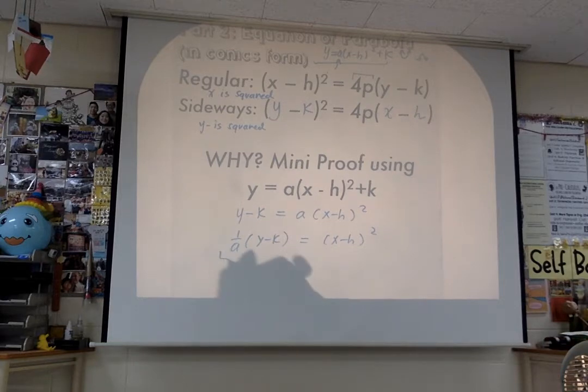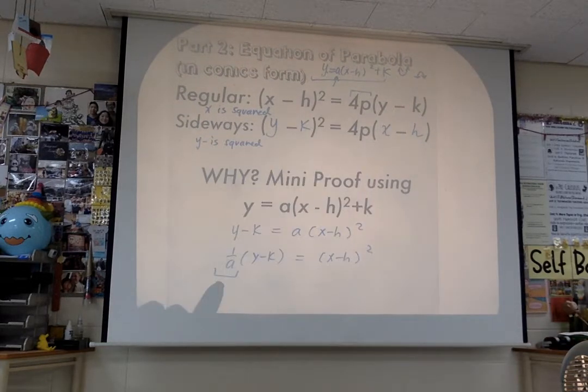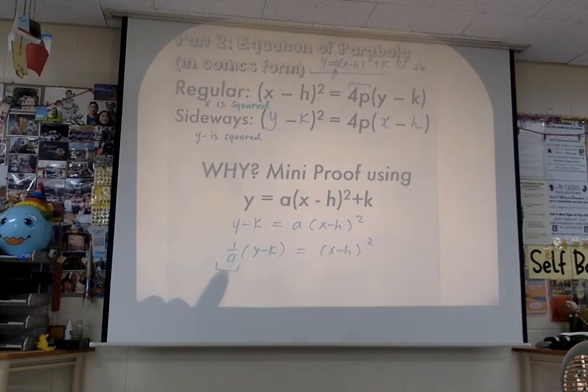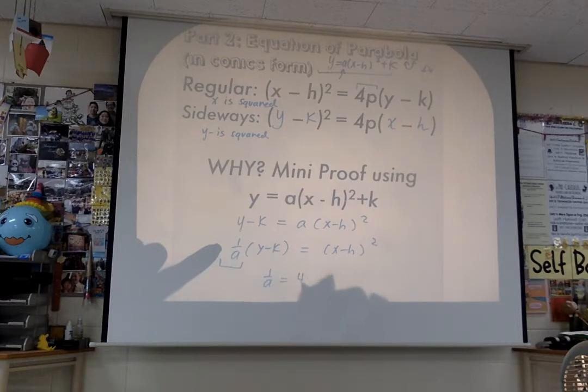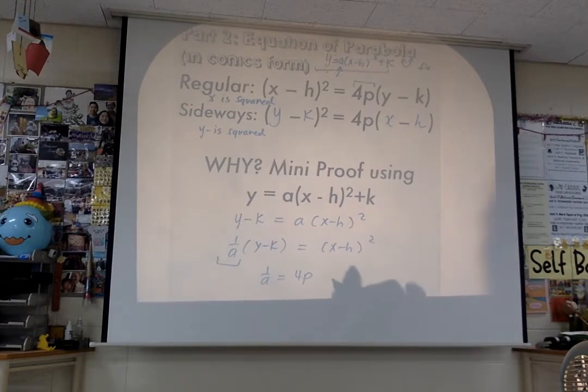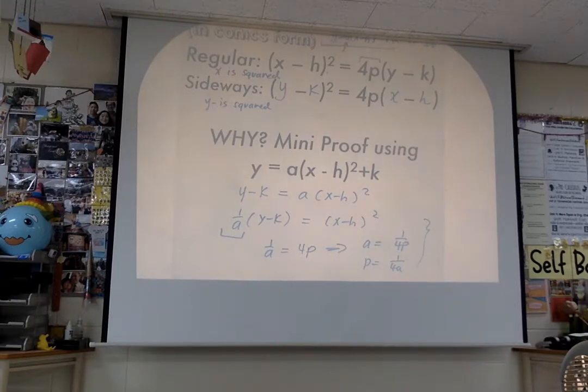So then what can we conclude? Oh my God, there's so much relationship here. So what can we say about 1 over a? 1 over a must be 4p. So what can we say about a? a must be 1 over 4p. And we can also solve for p. So p is also equal to 1 over 4a. So just have to keep those kind of things in mind, all right?